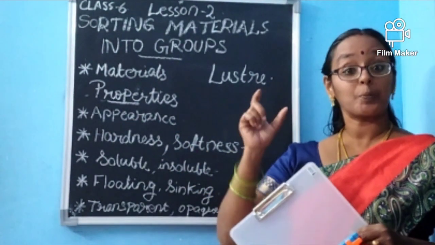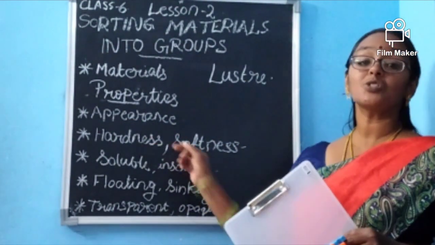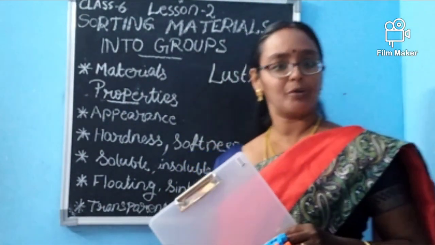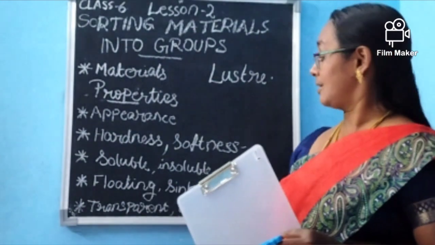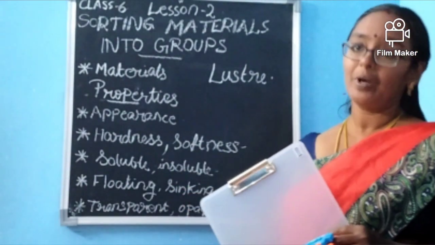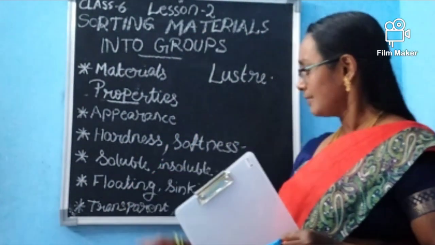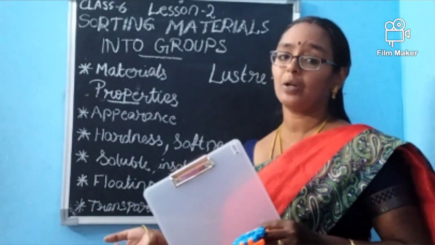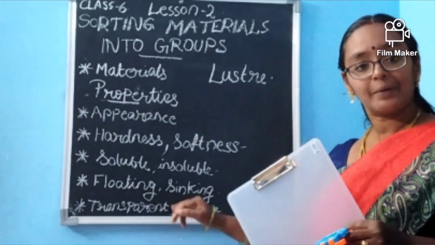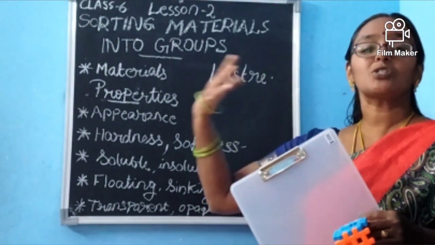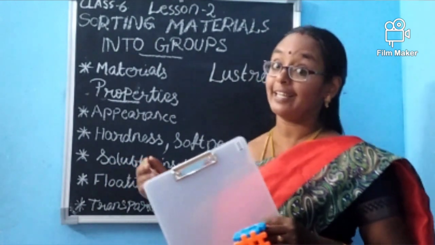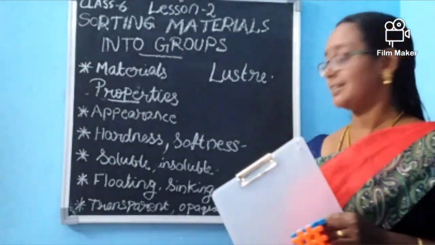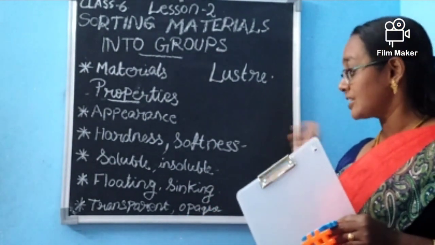Appearance, luster property, I told you. Then hardness, softness. Again we have discussed which is hard, why they are hard, is it useful for them, is it useful or not. Then softness, we have seen the pillow and cotton, all this we have seen. Solubility, insolubility. Soluble, which is soluble in water, which is insoluble, all this we have discussed. Floating and sinking property. Okay, we have seen which is floating, which is sinking, all these with the leaf, all this we have seen. Do you remember? Now then, transparency, opaqueness and translucent.